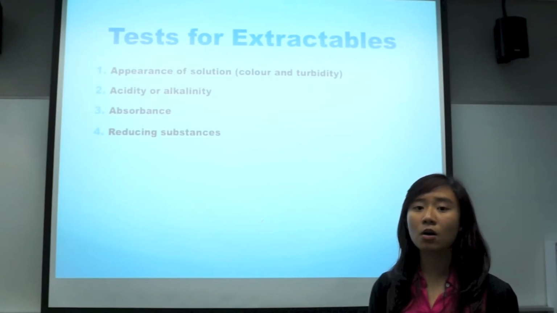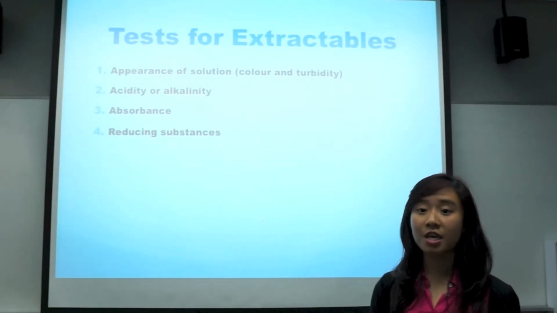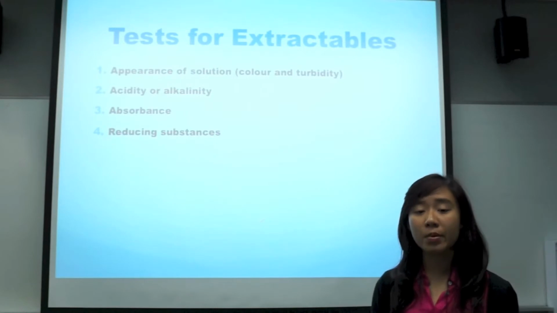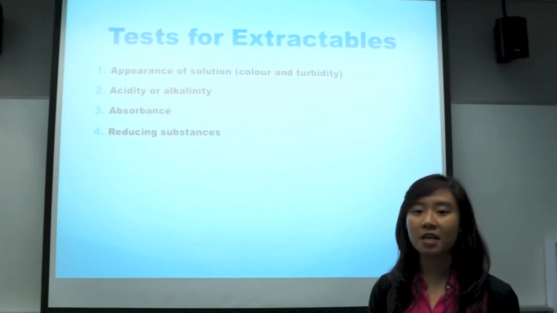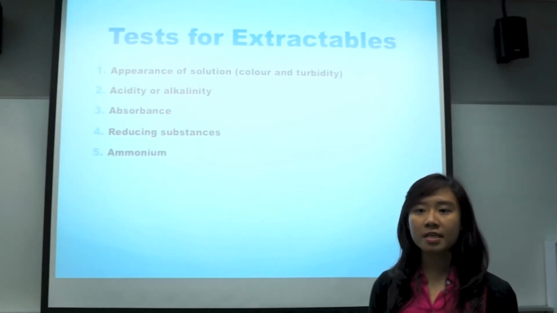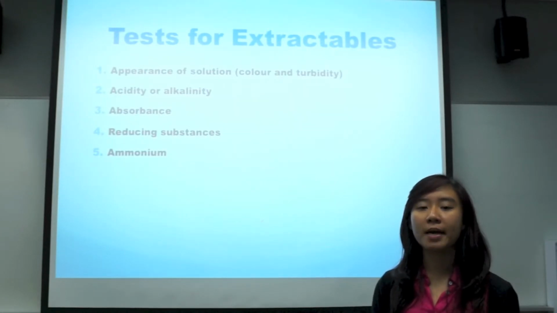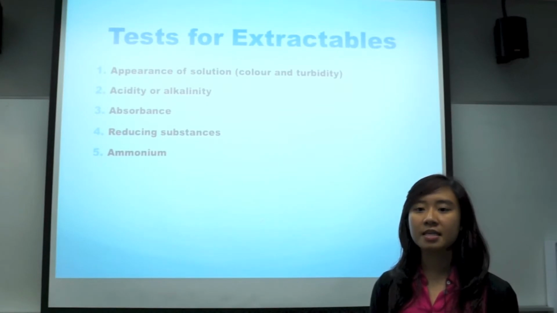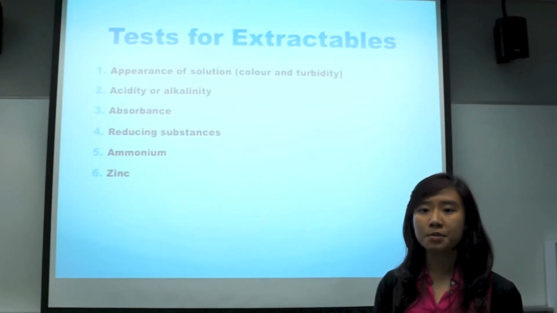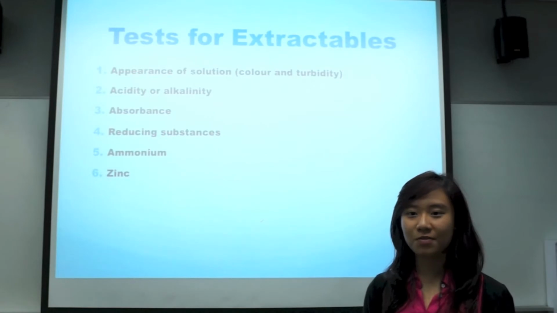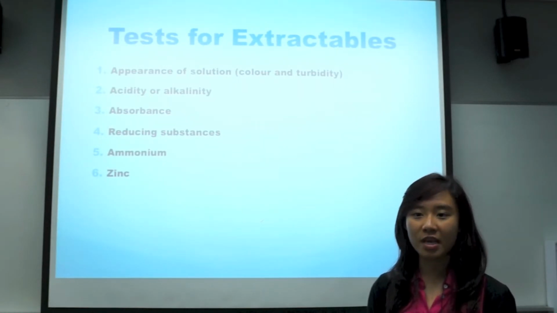Reducing substances are also tested for using titration involving the reduction of potassium permanganate and sodium thiosulfate as the reagents. We test for the concentration of ammonium by color comparison with the ammonium standard solution. Zinc is tested for using atomic absorption spectrophotometry with the limit being 5 ppm.